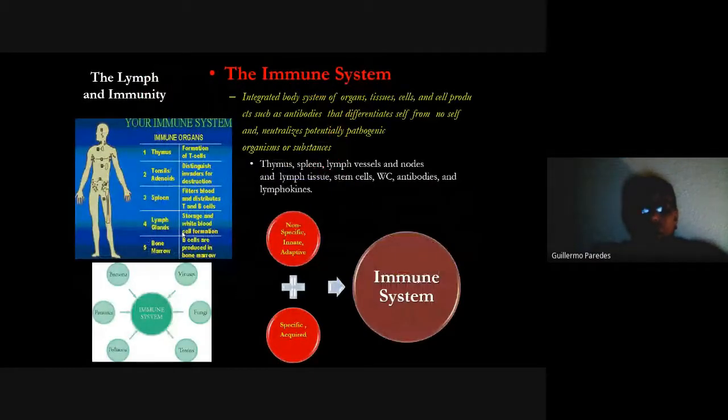All right, so we have the spleen. Okay, so here we have filtered blood and distributes T cells and B cells. It's not clear, don't worry, we will get clear in a few moments.